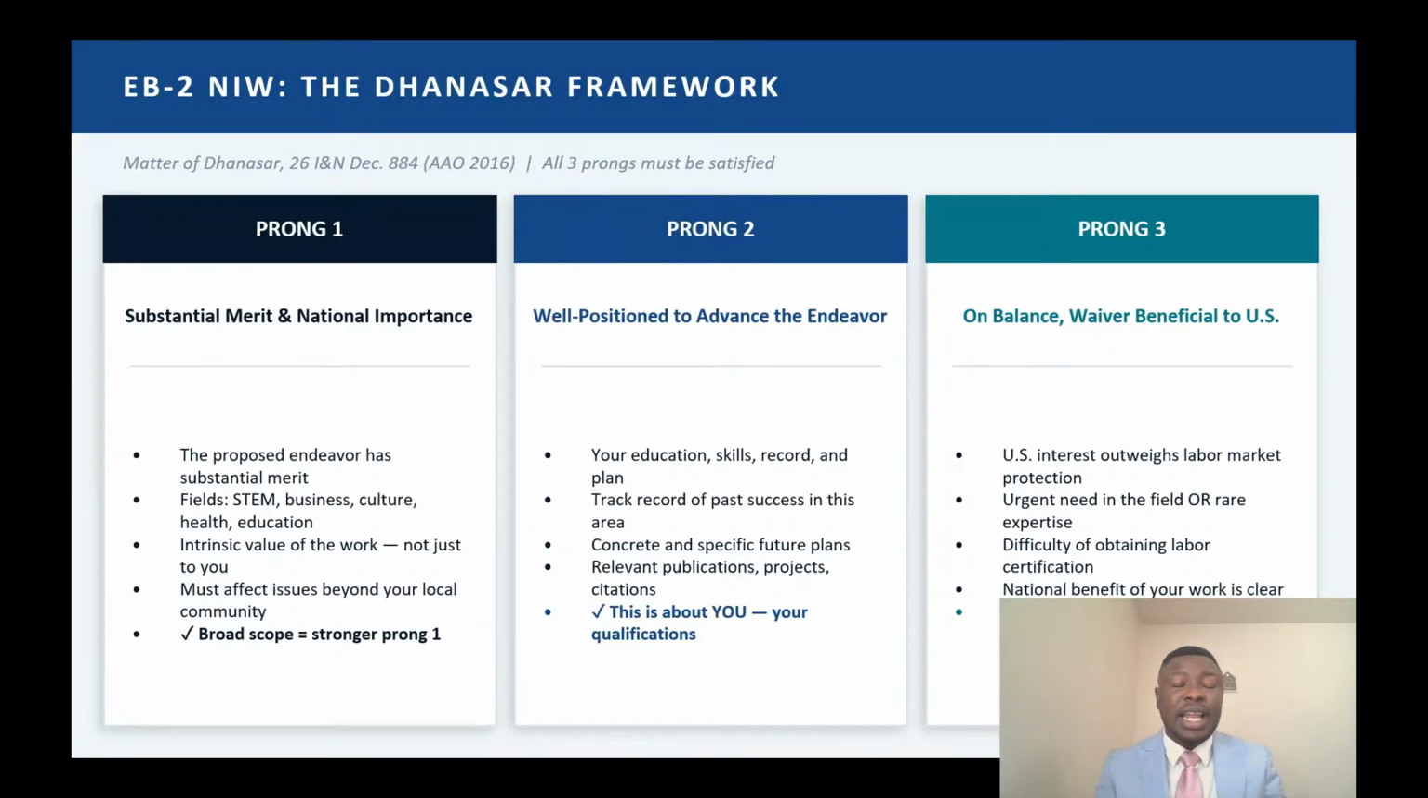Now, in NIW, EB2 NIW, there are three steps or three prongs. The first prong is substantial merit and national importance. The second prong is you showing that you are well positioned to advance your proposed endeavor. And the third prong is you showing that on balance, waiving the labor certification will be in the national interest.